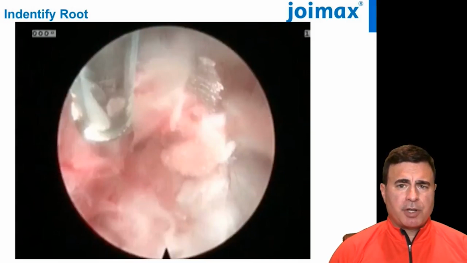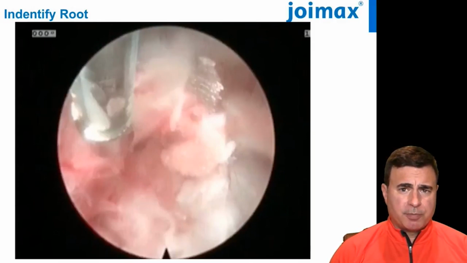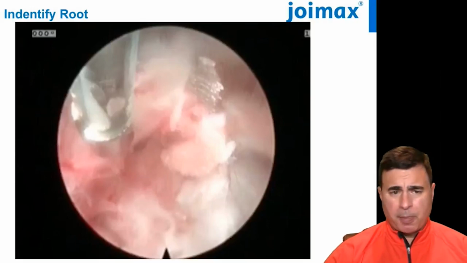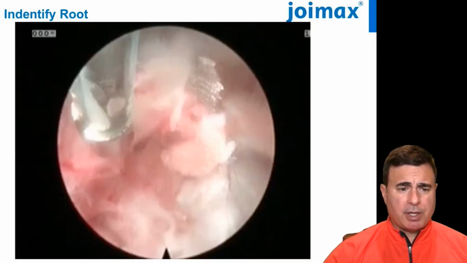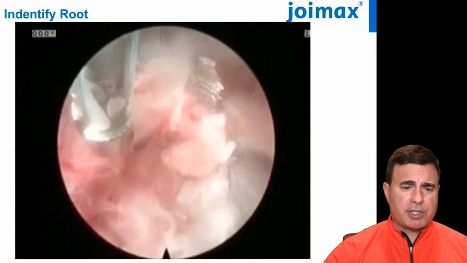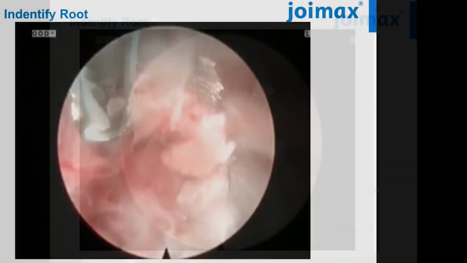I also think it's very important to identify the nerve root. In this example, you will see a nerve root going from the 8 to 9 o'clock position to the 12 o'clock position. You'll see how easy it is to identify this nerve root and what a great view of the relationship between the disc and the nerve root is.